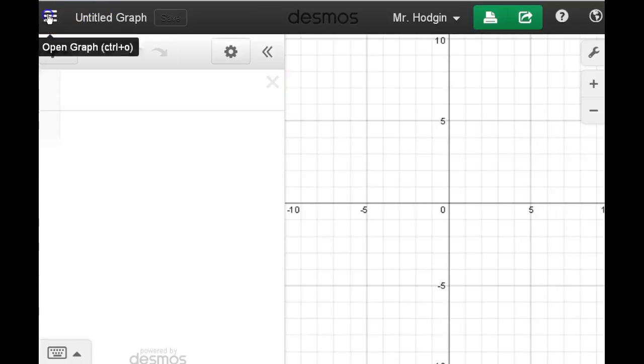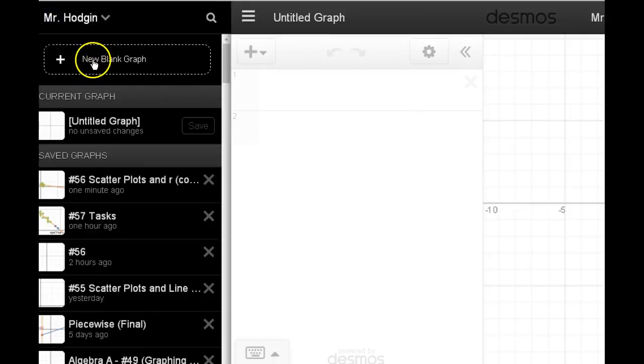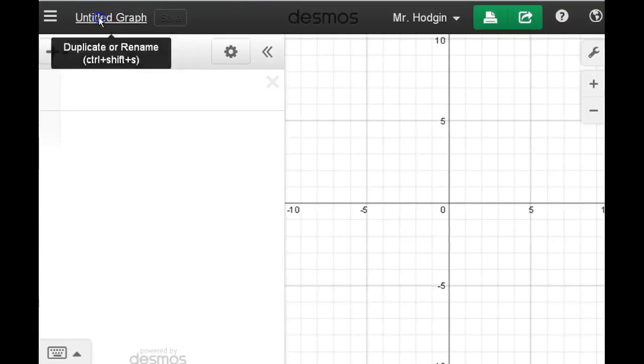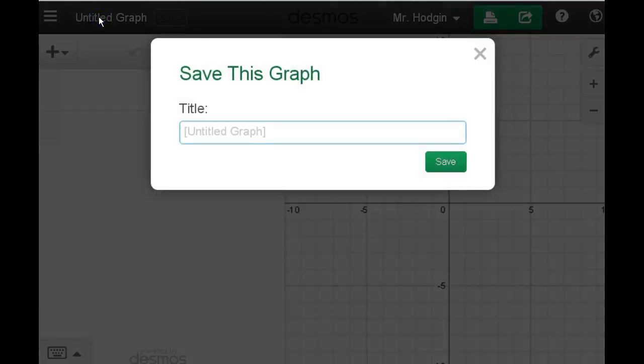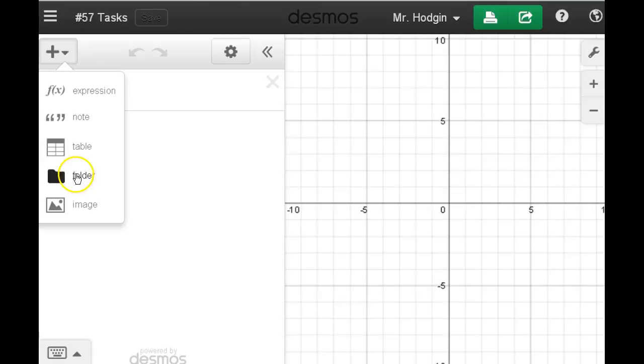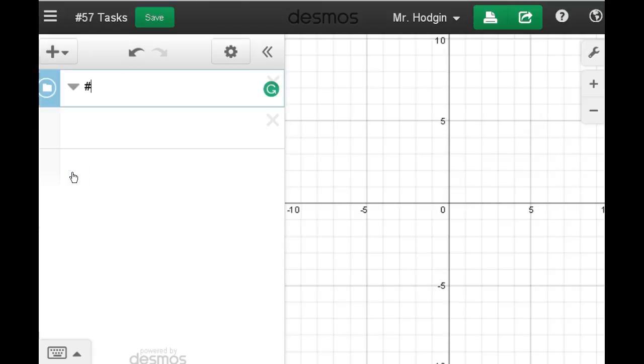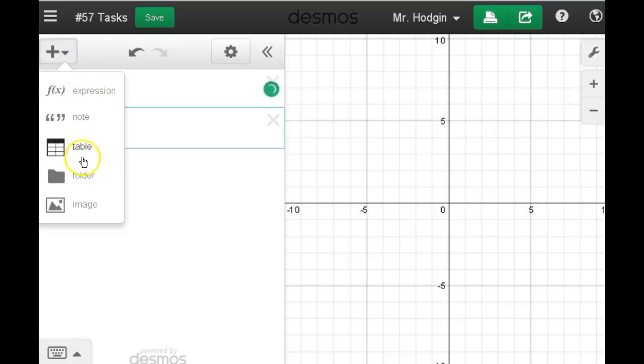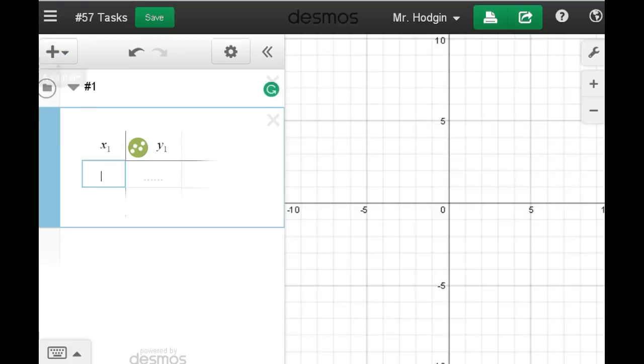So open a new document. You can just click this little 3-bar thing, and you can go new blank graph. All right, let's title it right away, number 57, and call it tasks. There we go. All right, just like before, we'll add a folder for number 1 and add the data. I'll give you a second to get all that data in.